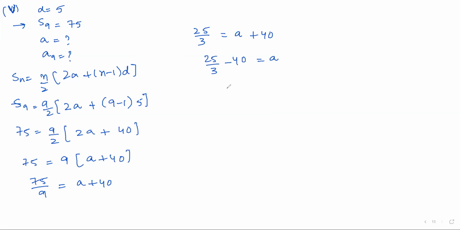Now these are fractions, so take LCM. 25 minus 3 into 4 is 12 is equal to a. So that becomes how much? 10 minus 5 is 5, and then you have 11 minus 2. So minus 95 by 3 is equal to a. So this is my a I'm getting.